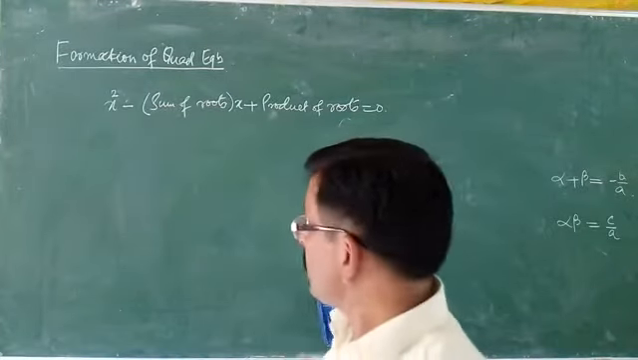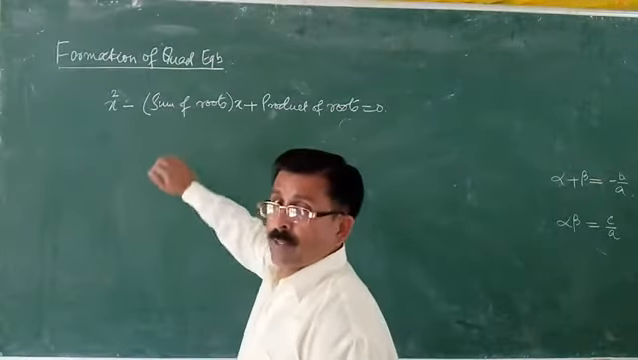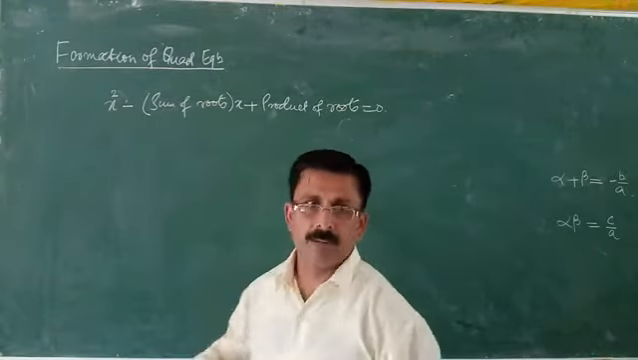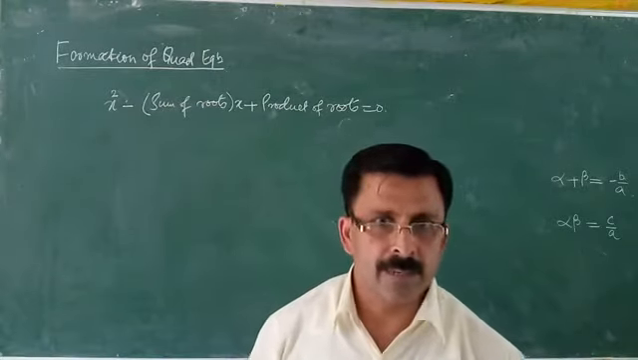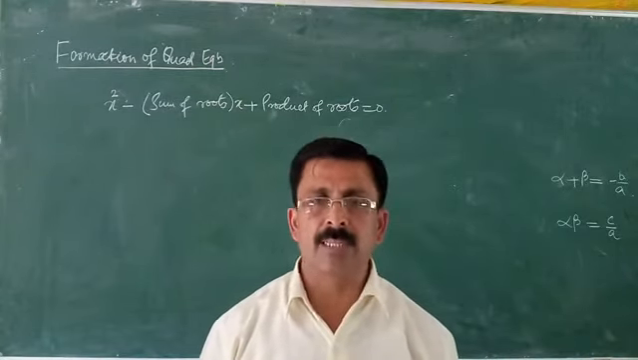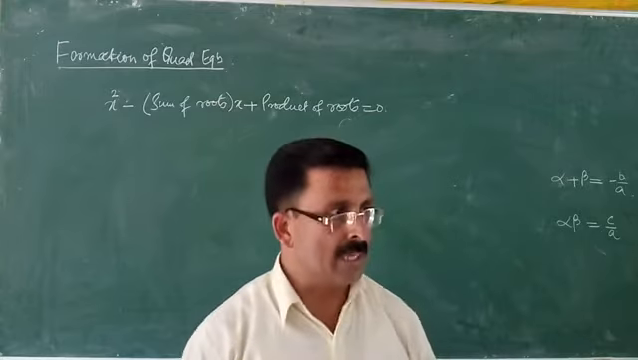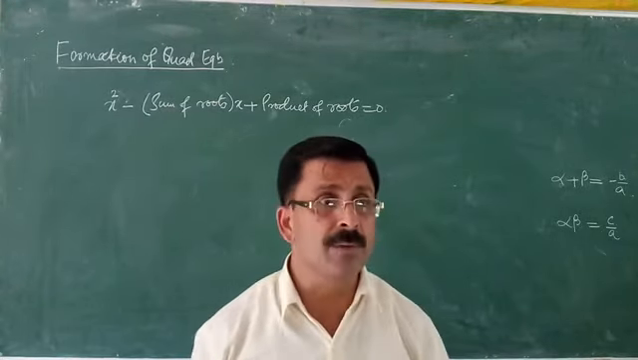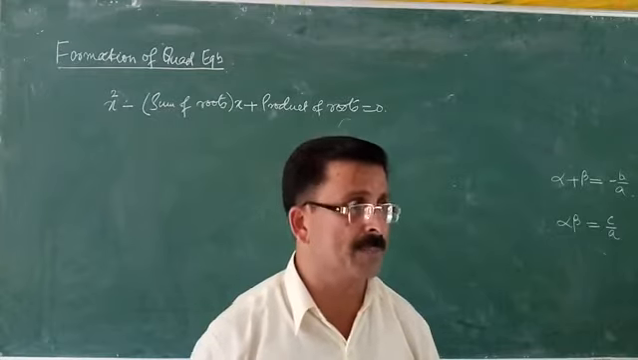Now, the sum of roots and the product of roots, these two things are to be calculated. Its calculation is very easy. We have already seen in the previous class some exercises for calculating alpha square plus beta square. Which algebraic identity do we use to find the value of alpha square plus beta square?